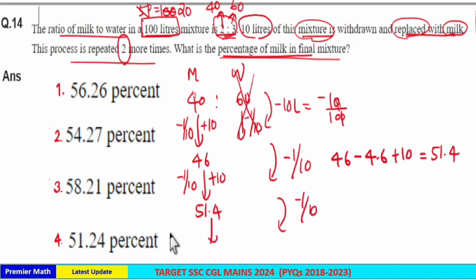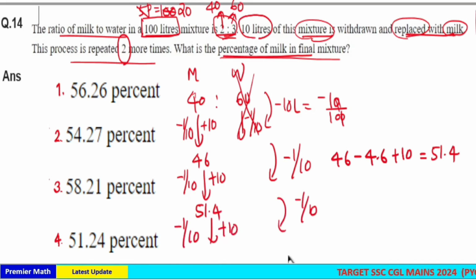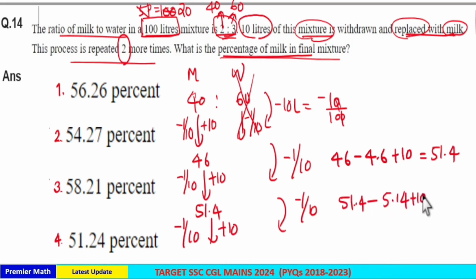Again you are repeating this process. That is, you are taking out 1 by 10 of 51.4 and adding 10 liters. So 51.4 minus 1 by 10 of 51.4, which is 5.14. Again you are adding 10 liters. So 51 plus 10 is 61. 61 minus 5 is 56. Now 0.4 minus 0.14, that is 40 minus 14, is equal to 26.